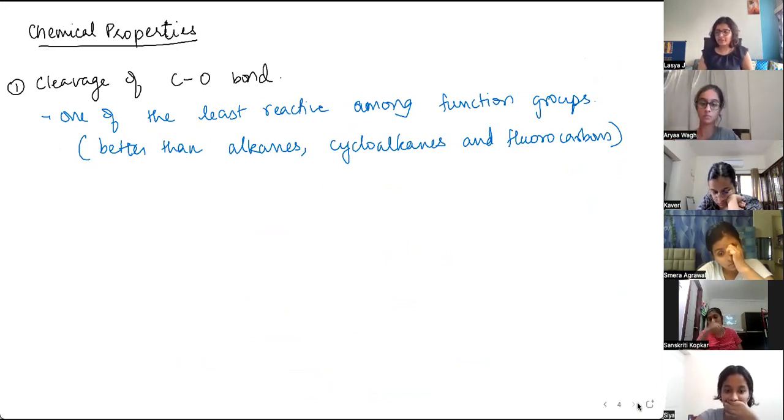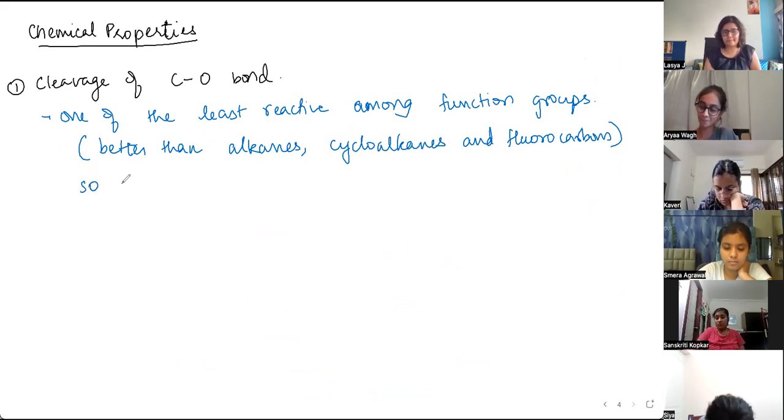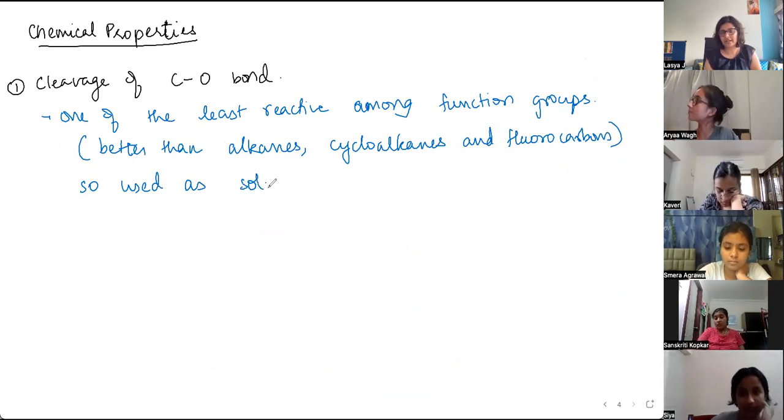Right. So coming back to ether, yes. Because they are least reactive, only better than alkanes, cycloalkanes, and fluorocarbons, they are used as a reaction medium. Used as solvents for reaction.